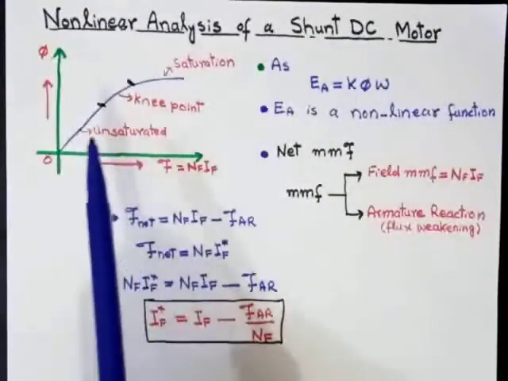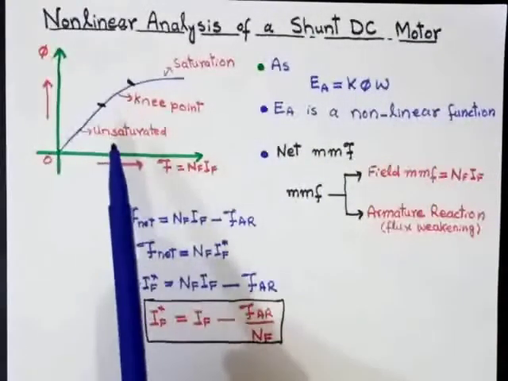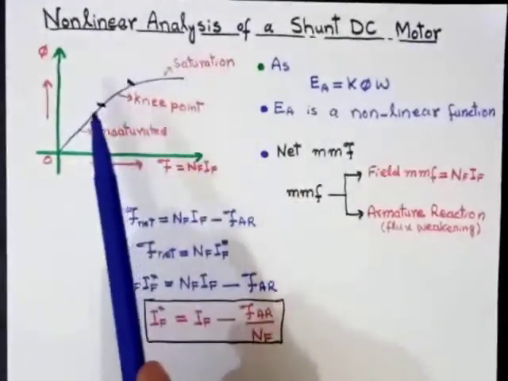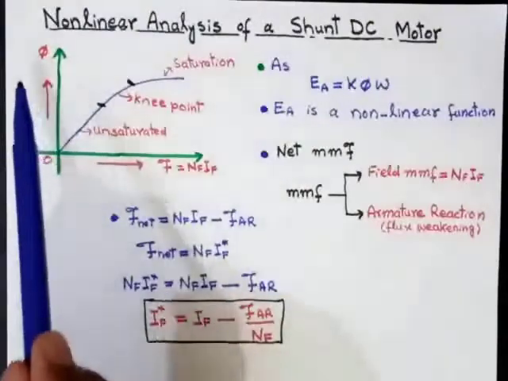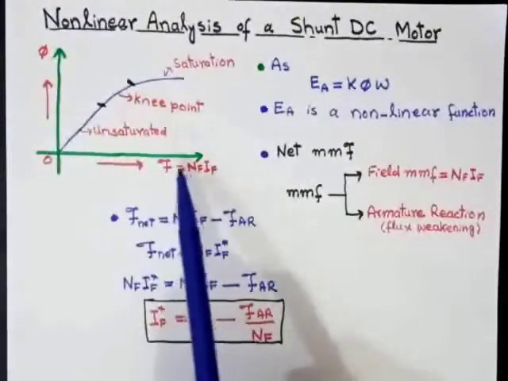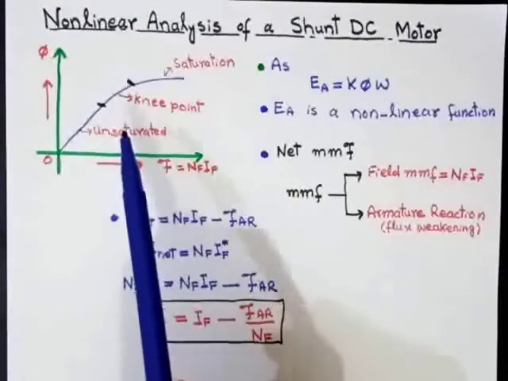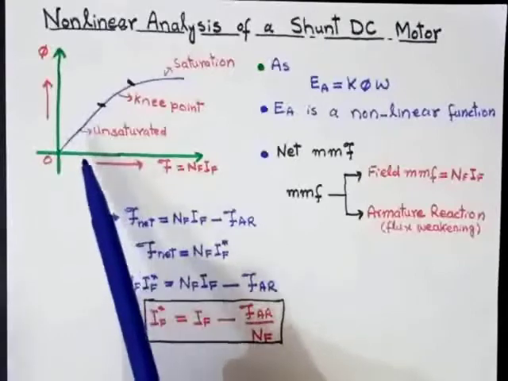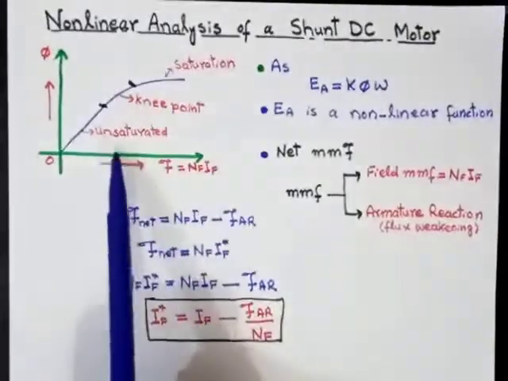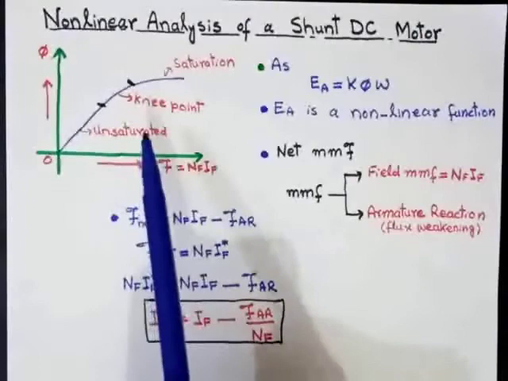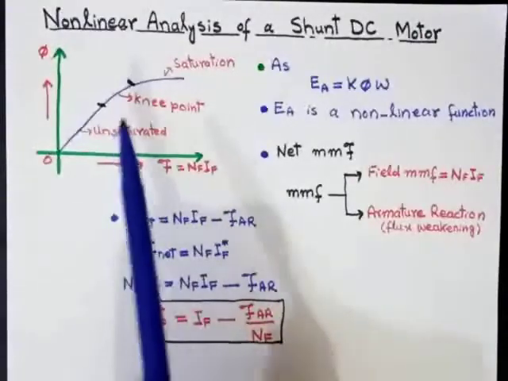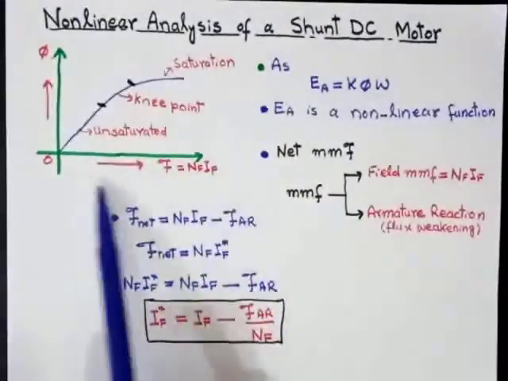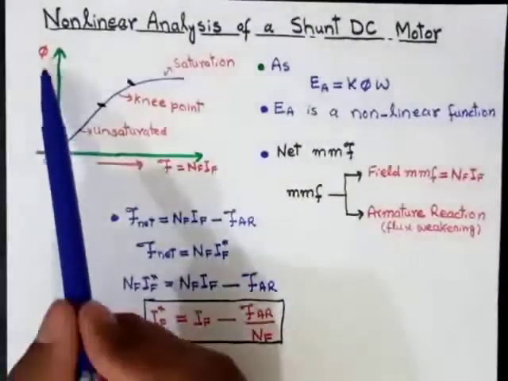The magnetization curve of a DC machine will play a vital role in understanding this concept. As we know, the relationship between flux and magnetomotive force is non-linear. As you can see in this magnetization curve, there are three regions. The first one is the unsaturated region, the second one is the knee region, and the third one is the saturation region. This is the magnetomotive force and this is the flux.